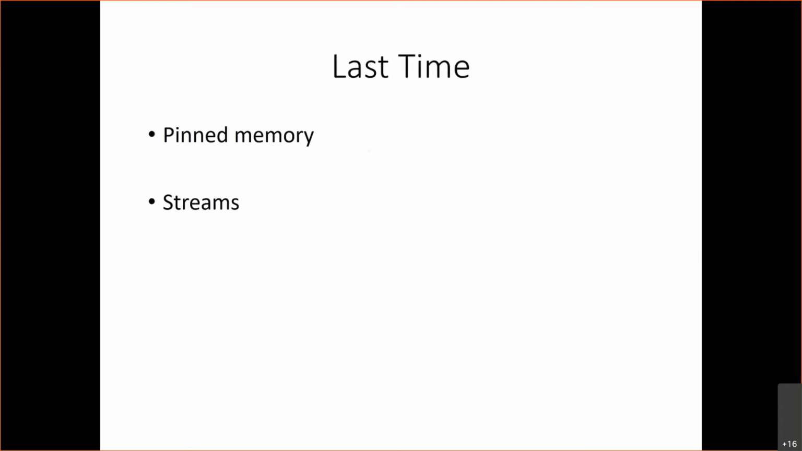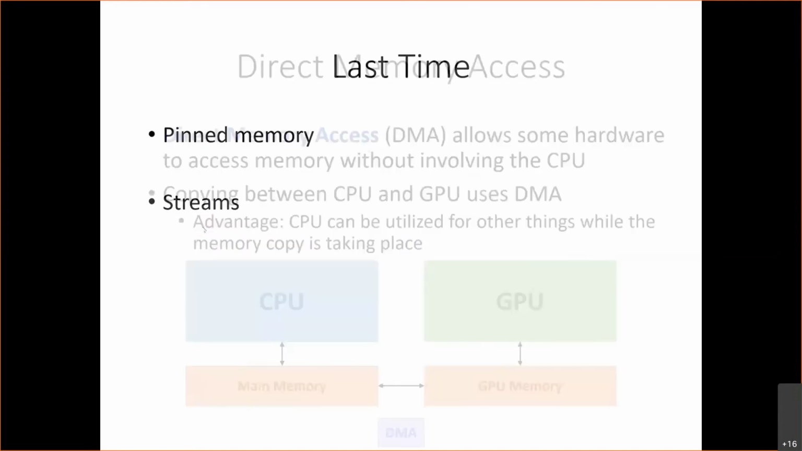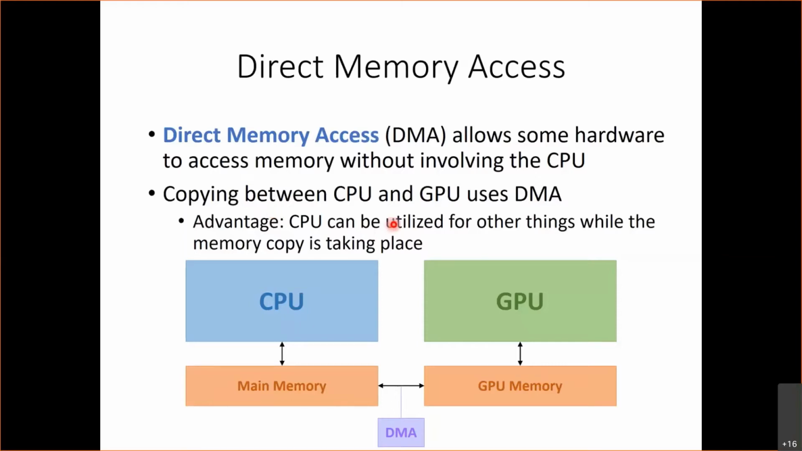So last time we spoke about pinned memory and we spoke about streams. We said that when we do CUDA copy, there's something called DMA, or direct memory access, involved. That's essentially when some hardware can access the memory without involving the CPU. It can access the main memory directly. And when we copy between CPU and GPU, we actually use DMA. There's a hardware that copies from the main memory of the CPU to the GPU without involving the CPU. And the advantage is that this frees up the CPU to do other things.